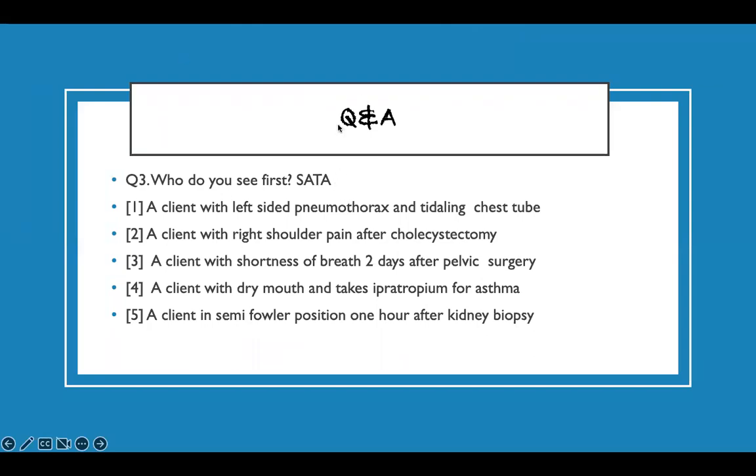Same thing. This one, I put it in SATA form, but it's the same thing as prioritization. That means more than one patient will be selected. So you have to select more than one, and more than one will be a priority. So who do you see first? The same thing. We read it, assess it, and see if it makes sense. We have to be sharp about it. A client with a left-sided pneumothorax. Okay, you have a pneumothorax, fine. Tidaling in the chest tube. What is wrong with it?